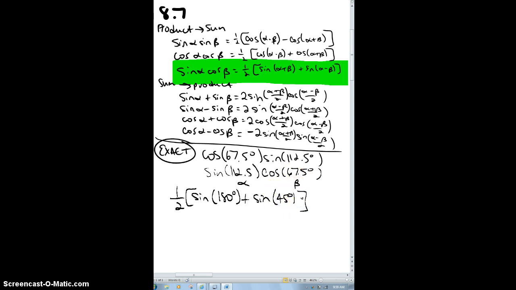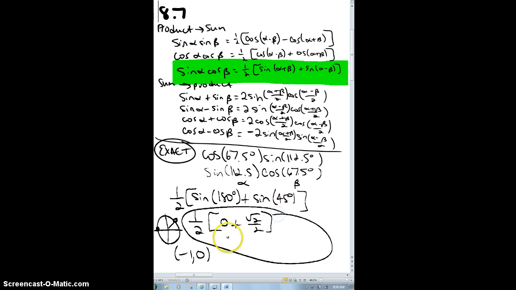Again, I'm just filling in the blanks into this formula. I have my half, I added my alpha and beta, and I subtracted them. At this point, this is 180, so that's over here at negative 1, 0, and so my sine for that is 0. This is right here, which is square root of 2 over 2. Now I just have to simplify. I get half times square root of 2 over 2, and when I multiply, I get the square root of 2 all over 4.